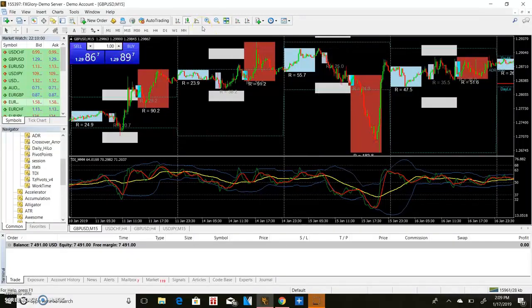Now, if you don't understand that, you might have to YouTube what is a pip and all that, because I don't have time to explain all this stuff right now. But let me explain this. This right here is your lot size, guys. When you're first starting to trade, like in the demo, you can do a $1 lot size. But $1 is equivalent to $10 in the market.